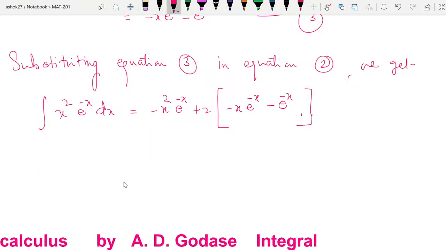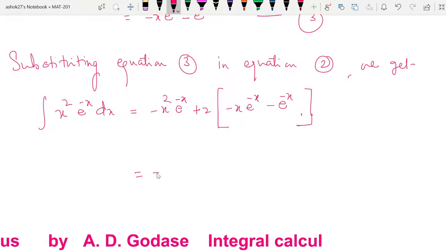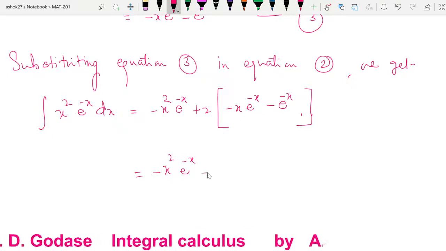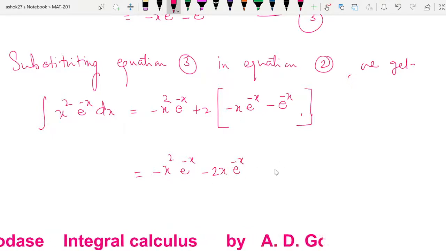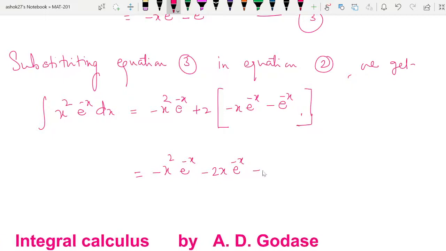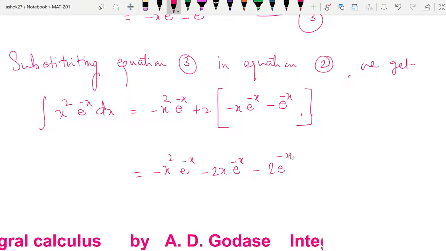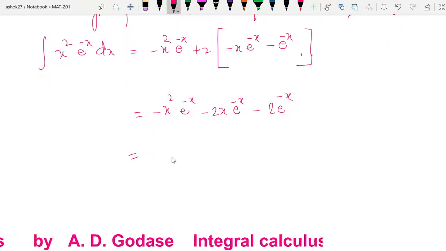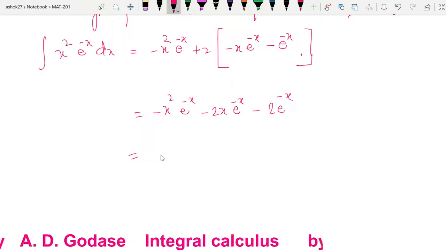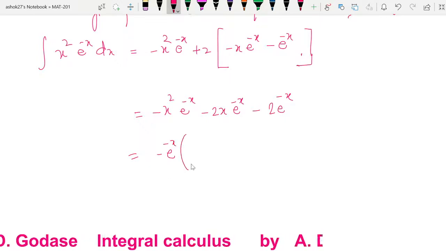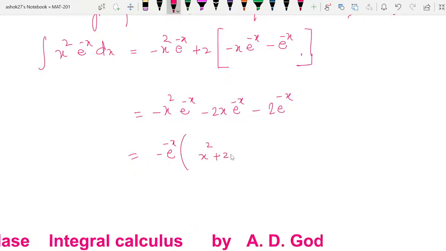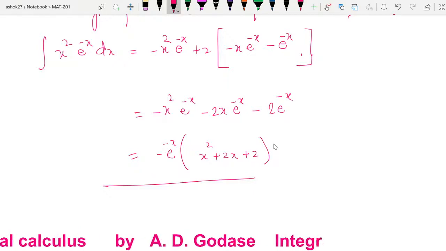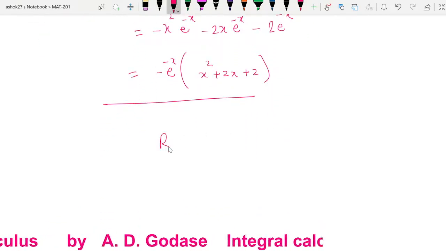We can simplify this, so it will give us minus x square e raised to minus x, and this minus plus will be minus 2 times x e raised to minus x, and minus 2 times e raised to minus x. So e raised to minus x you can take common, or minus e raised to minus x common, so it will be minus e raised to minus x. In the bracket it will be x square plus 2x plus 2, plus c. So this is the required value of the given integration. This will be the required answer.